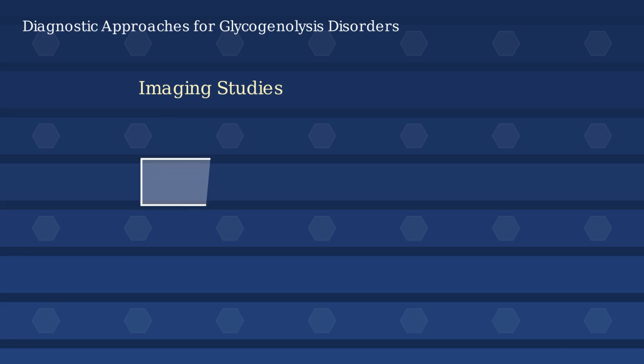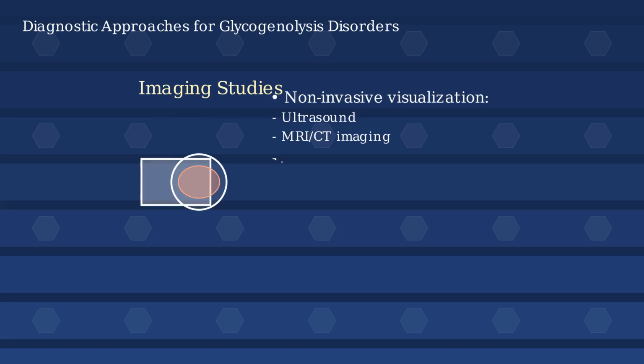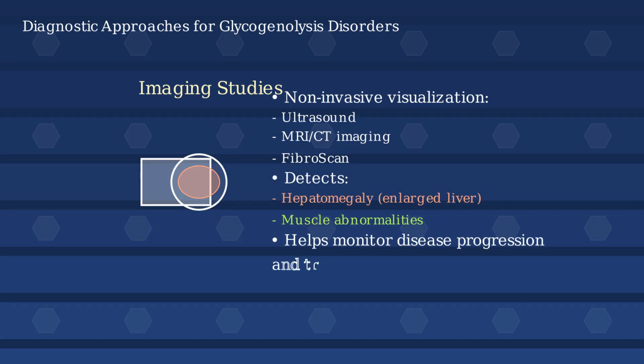Imaging studies provide non-invasive visualization of affected organs. Ultrasound, MRI, CT scans, and fibroscan can detect hepatomegaly, or enlarged liver, a common feature in many glycogenolysis disorders. These scans can also identify muscle abnormalities and help monitor disease progression.